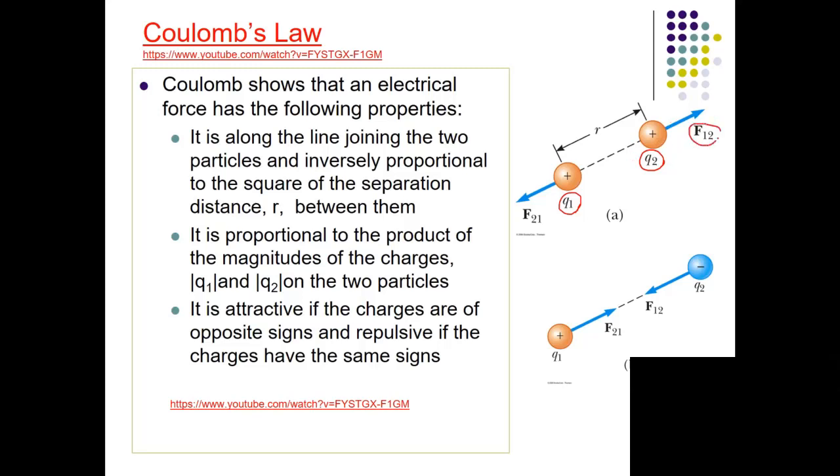So this is the force affecting Q2 by Q1. This is the force affecting Q1 by Q2. And let's assume the distance between these two charges is R. Coulomb demonstrated that the magnitude of the force F is proportional to the magnitude of Q1 multiplied by the magnitude of Q2. Simply, this tells us that if the multiplication of Q1 and Q2 gets larger, the force will be larger. So if the two charges are large in quantity, the force will be larger, and the opposite is true.